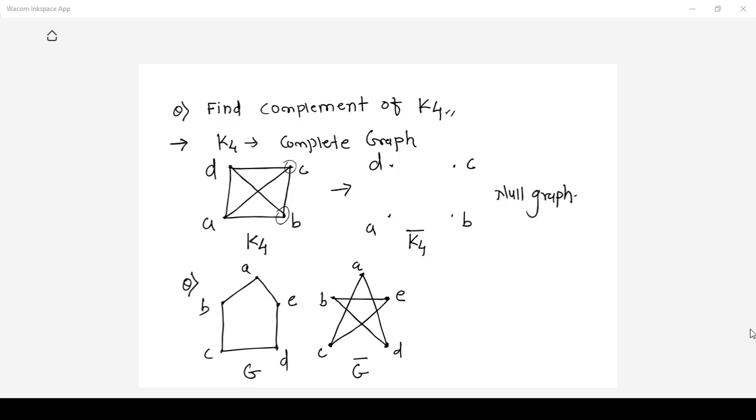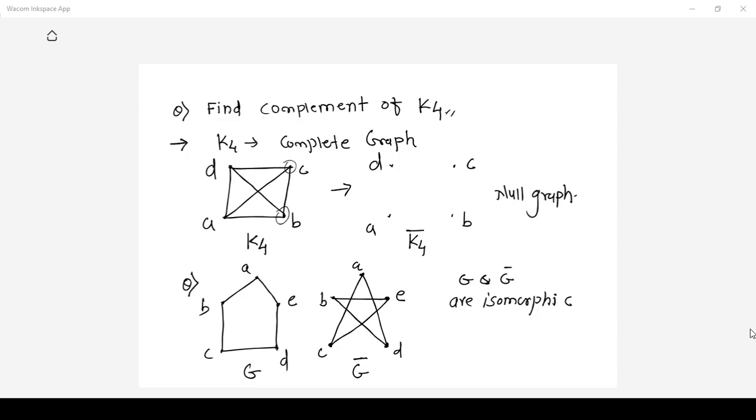Now if you look at these two graphs, G and G bar, the given graph and its complement, it has the same number of vertices, it also has the same number of edges, and the degree of all vertices is also the same. Adjacency is also being preserved. So these two graphs, G and G bar, are isomorphic to each other, I can say.